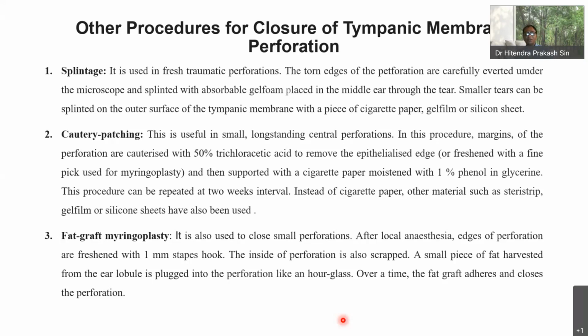After local anesthesia, edges of the perforation are freshened with a 1 millimeter hook, and the inside of the perforation is also stepped. A small piece of fat harvested from the ear lobule is plugged into the perforation like an hourglass. Over time, the fat graft adheres and closes the perforation.